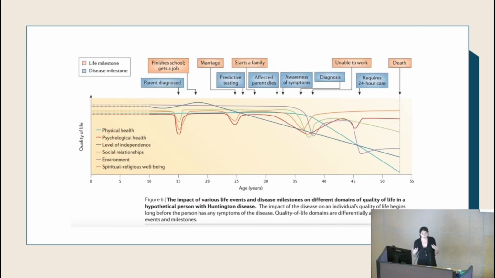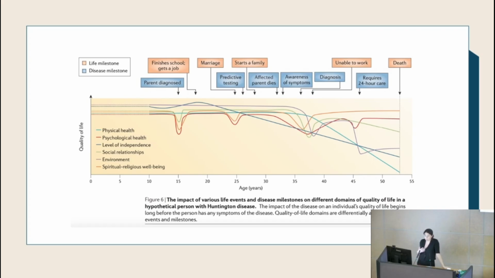But while it is important to think of the biological lifespan of the disease, so from stage 0, where essentially you have 40 CAG repeats but you don't yet have symptoms, all the way through to manifest disease and functional loss, it is also important to think of the disease in this context where life milestones and disease milestones are intricately related for a person with HD. So take the typical life of someone with HD. In their teenage years, their affected parent may be diagnosed.